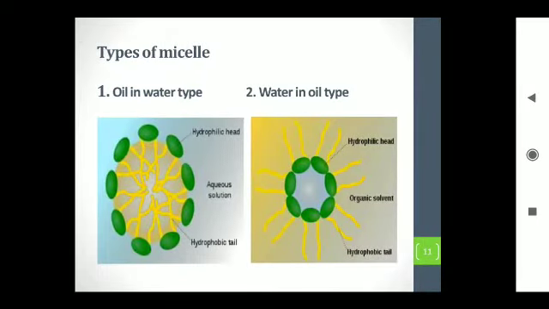Types of micelles: oil in water type and water in oil type. In the oil in water type of micelle, the head portion is projected outwards and the hydrophobic portion is projected inwards. In this solution, aqueous solutions are dispersed. In the water in oil type, the hydrophilic head is projected into the center and the hydrophobic tail portion is projected outwards. In these micelles, organic compounds are filled.